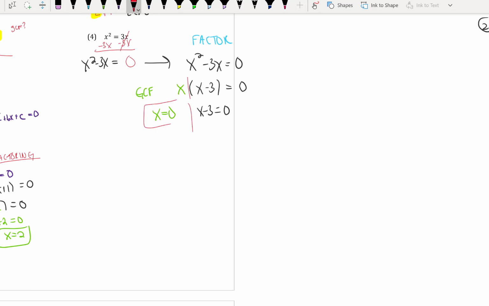So the first one is already solved. Perfect. And then for your second one on the right hand side, you add 3. So the x is equal to a positive 3. So you get that x is equal to 0 and that x is equal to a positive 3.